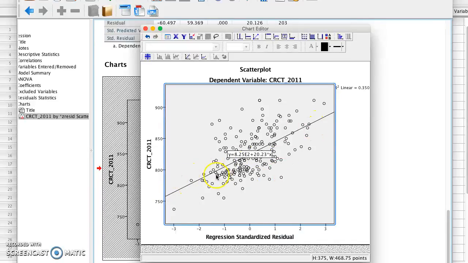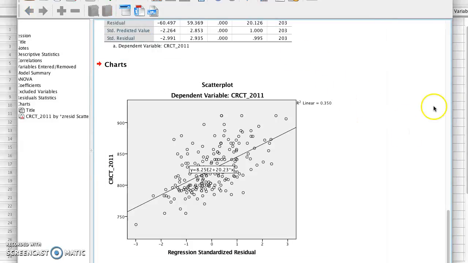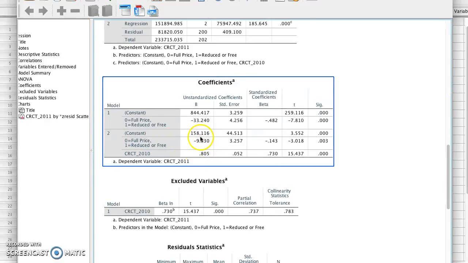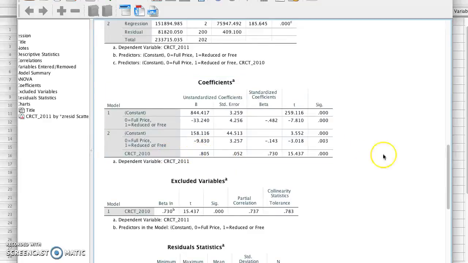And then the slope: B1 indicates the slope of the regression. Okay, so let me go to here. We have two variables, two predictors here, so there are two B's that you can use to fill in your equation. This is B1, this is B2. B1 is the slope for dummy-coded meal status, and B2 is the slope for the prior achievement.